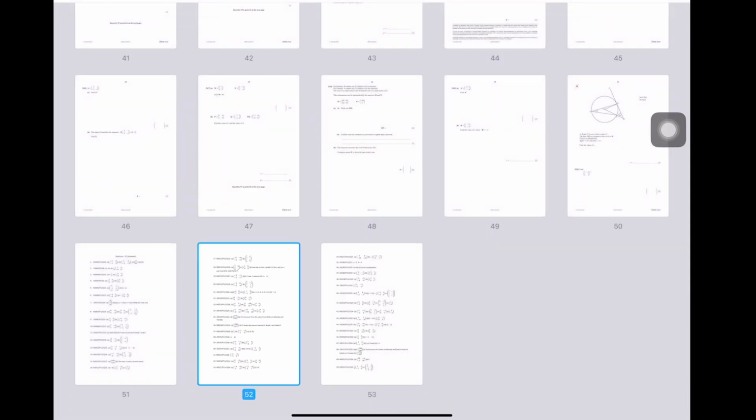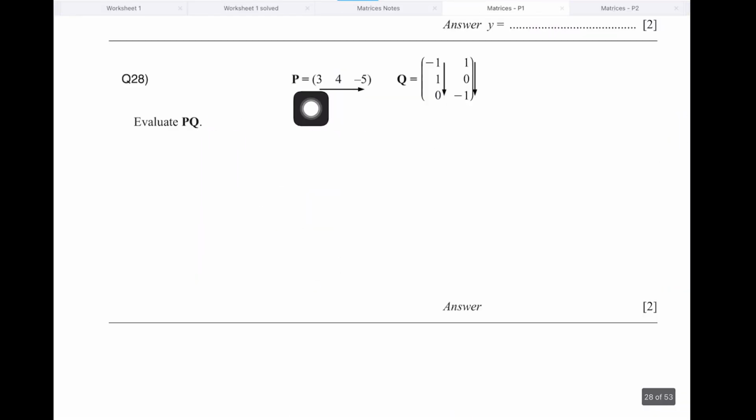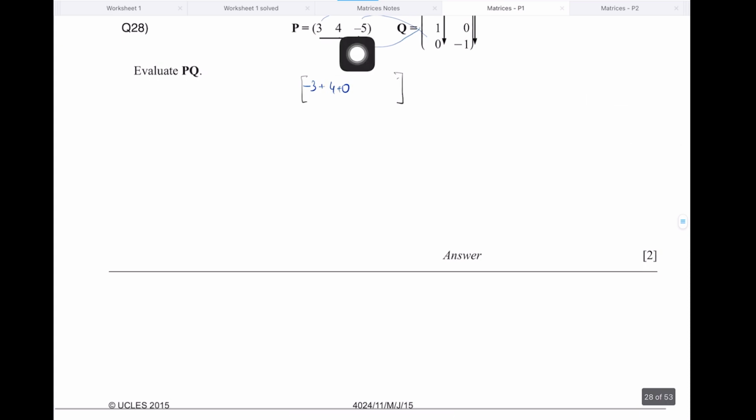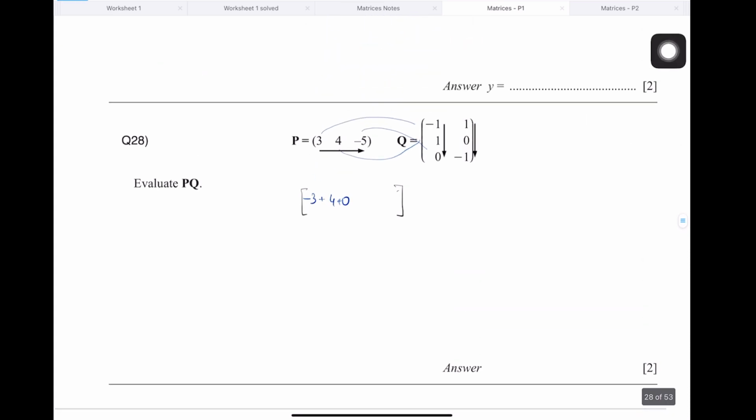1 row, 2 columns. See, you have 1 row which is being multiplied by 2 columns. So whatever value you end up with once 3 has been multiplied by minus 1, plus 4 into 1, plus minus 5 into 0. So 3 into minus 1 is minus 3, plus 4, plus 0. And now since you're multiplying the same row with the column next to it, you're going to write your result in the same row but in the next column.